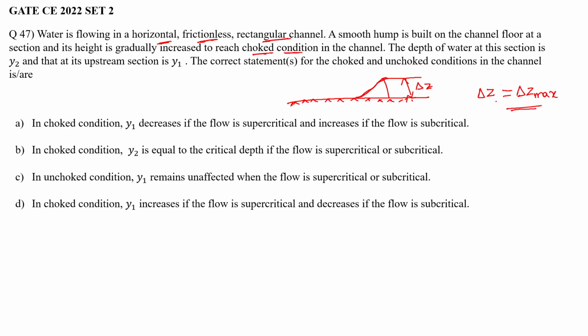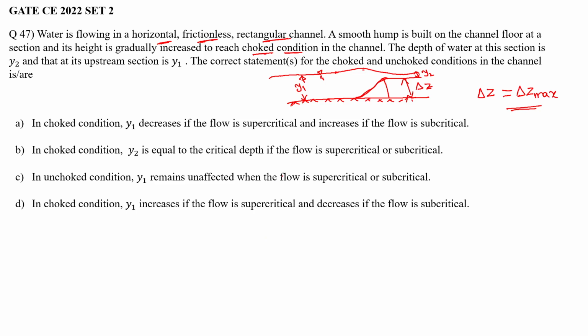Okay, I'll tell you what the delta z max is. The depth of water at this section is y2, and the upstream section is y1. Suppose the flow is taking place over this particular section, this is y1, and this can change based on the flow condition. Let's say, for the sake of this, this is y2 and this is y1. So now, the correct statement or statements for the choked or unchoked condition in the channel are.